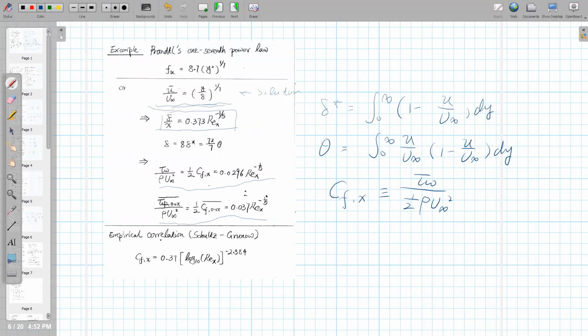This is the mean, okay? If you do a mean calculation between 0 to x, what's the friction coefficient in the boundary layer? So this is the result, okay? This is the result, this result, and this result.